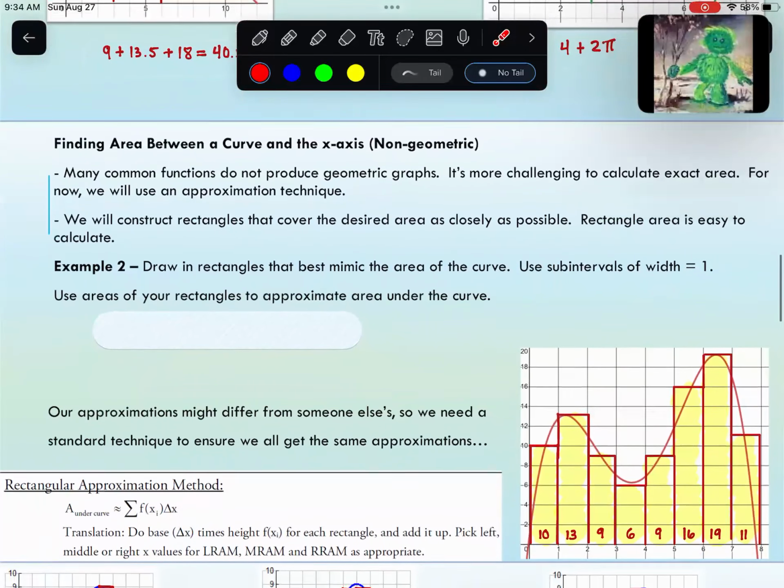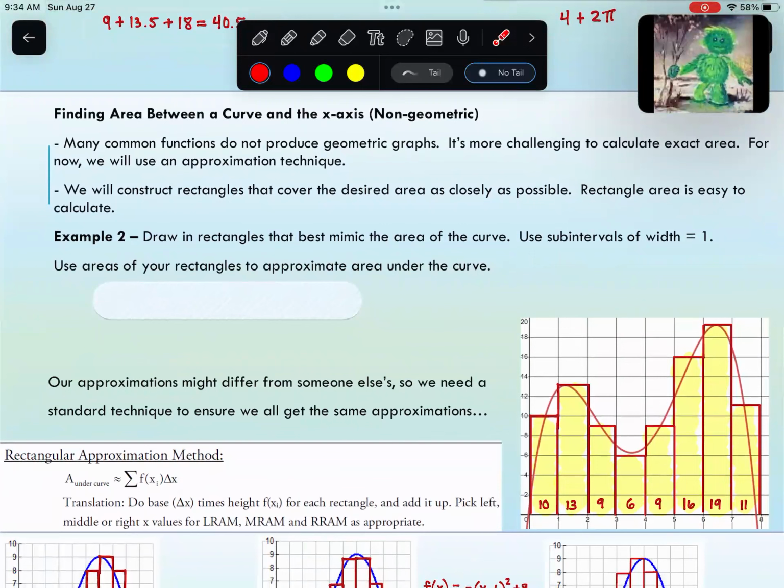So, example 2, we see a curve off to the right. And feel free to pause the video and take notes or draw in rectangles as you go. But you're seeing a curve off to the right. And I've already gone in and I've constructed rectangles with an attempt to mimic the area between the original curve and the x-axis. Now, I had to make a couple of decisions here. For one thing, I had to decide how wide do I want those rectangles to be. Just to make things simple for myself right now, I'm going to go with widths of 1.